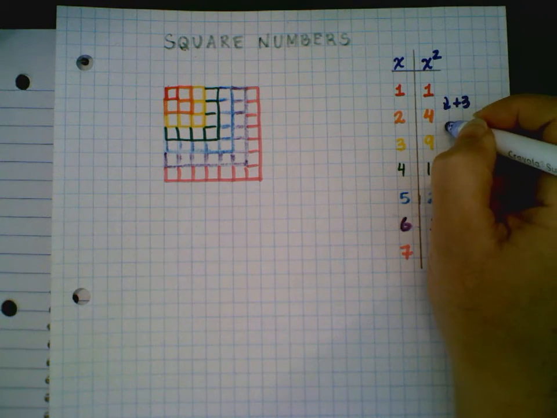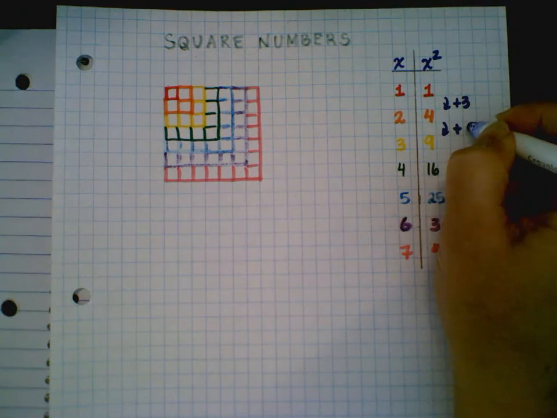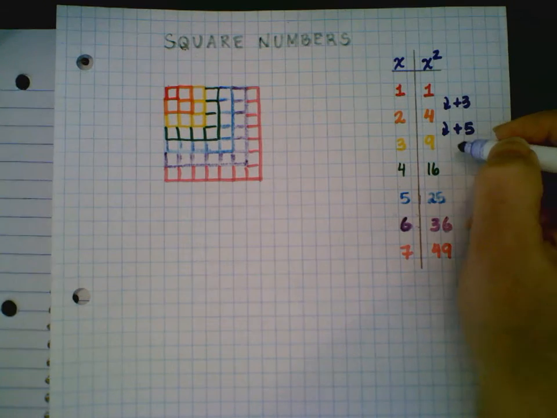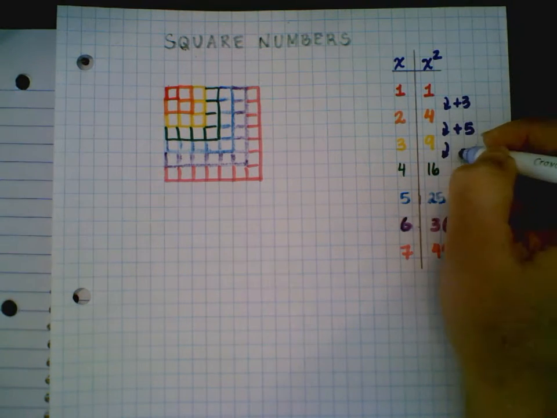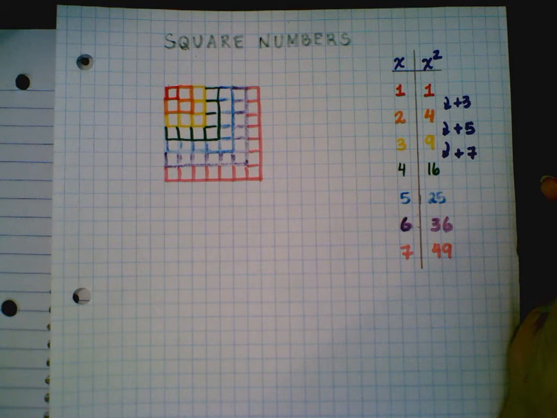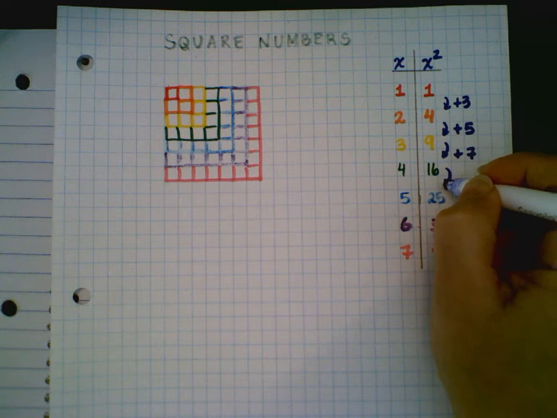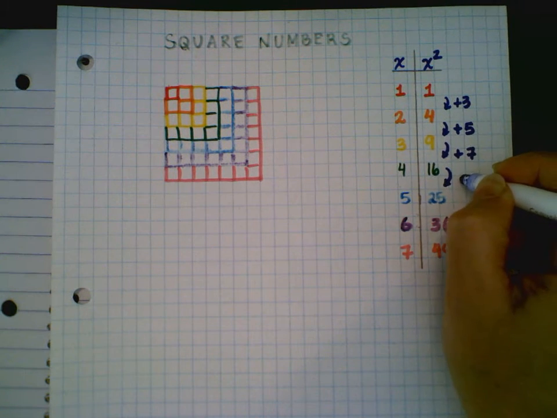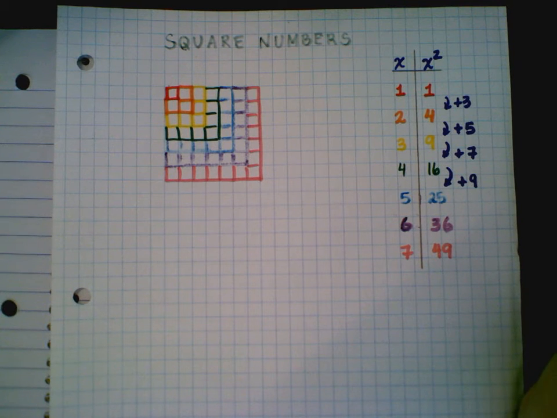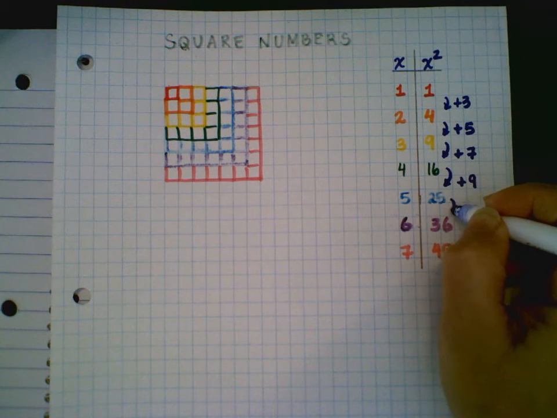From 4 to 9, I had to add 5 yellows. From 9 to 16, I had to add 7 greens. By now you should notice some kind of a pattern happening here. Can you predict what's going to happen next?